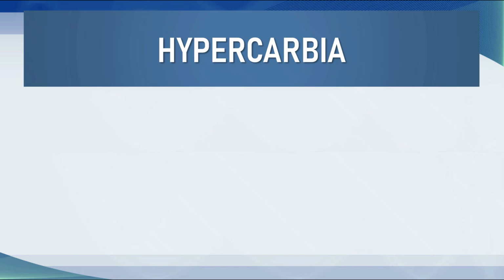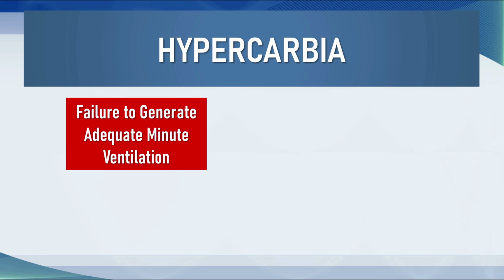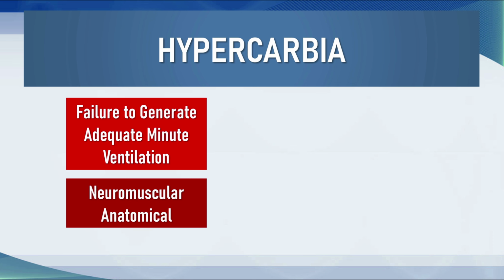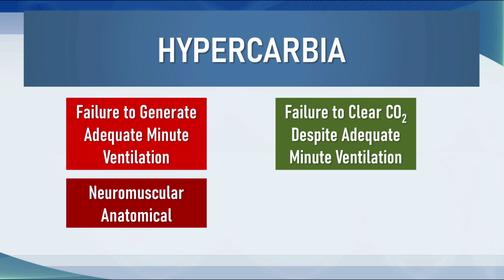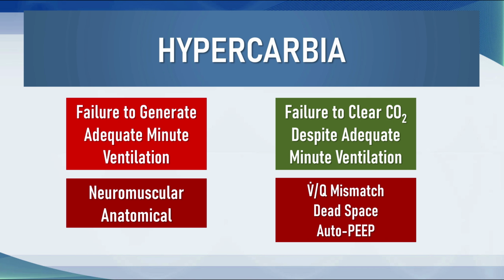Why do patients fail to ventilate? The first reason is failure to generate adequate minute ventilation. The causes are anatomical or neuromuscular. The second cause is failure to clear carbon dioxide from the airways despite adequate minute ventilation. By this I mean tidal volume multiplied by respiratory rate. That's what's measured by the ventilator. It's not the same as alveolar ventilation, and the problem is caused by ventilation perfusion mismatch, increased dead space, and auto PEEP.